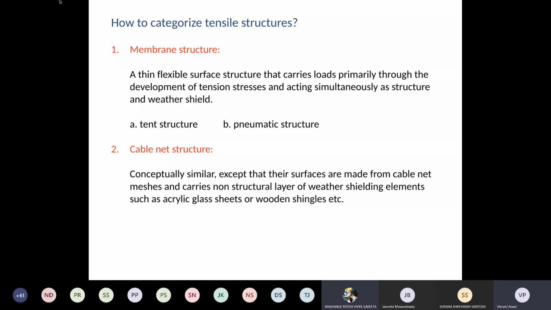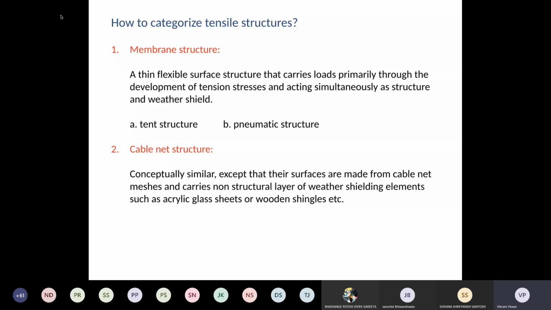So conceptually, in membrane structures, you have two types: tent structures and pneumatic structures. Obviously, pneumatic structures cannot be made up of fabric like cloth or woven fabric. They have to be contiguous, like rubber sheet or PTFE sheets or any plastic sheets. Pneumatic structures have been in existence for the past almost 50, 60 years, but tent structures have been in existence for ages, for millennia.